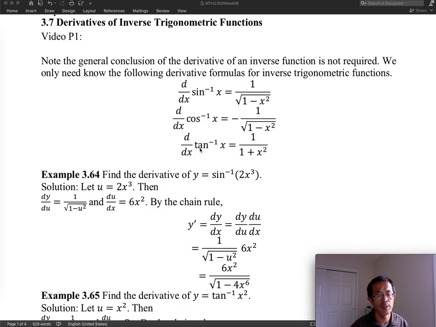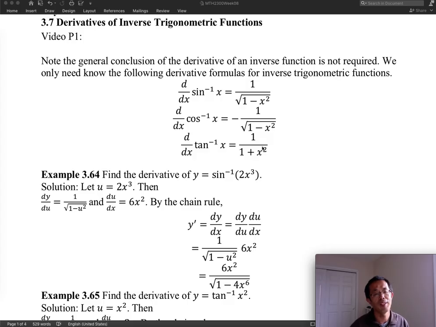But anyway, I still want you to know this formula, because if you move on to calculus 2, we indeed need to use tangent inverse a few times. There are several topics involving the derivative of tangent inverse. So again, simply put, the requirement for section 3.7 is about those three formulas.